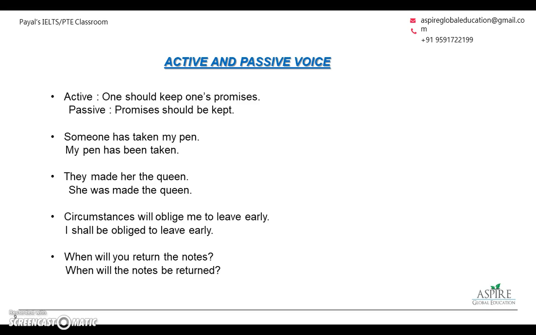Circumstances will oblige me to leave early. What will oblige me? Circumstances. This is an active sentence. I shall be obliged to leave early. But who will oblige you? That you don't know. So my subject is not known in this case. Therefore, it's a passive sentence. When will you return the notes? This is an active voice. When will the notes be returned? By whom? That is not important. That's why it's in passive voice.